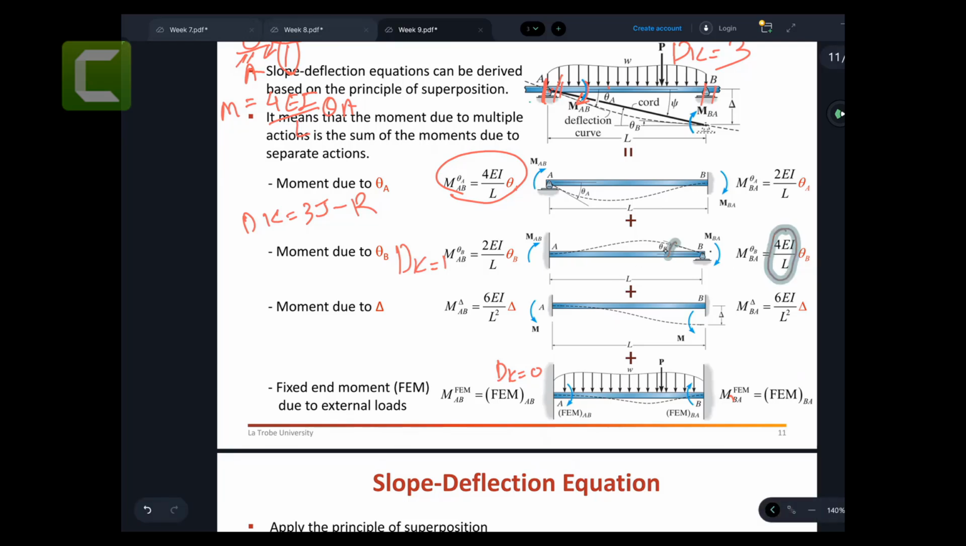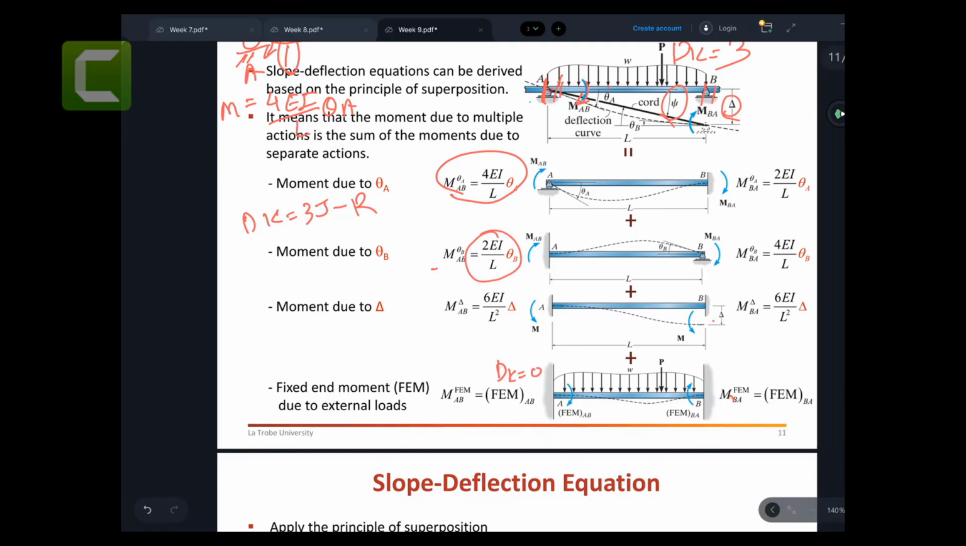So that's all good. Second one done. And again, this side is just the reaction, which is half of that. So you can calculate the reactions. Now the third one is this settlement. So that will create these chord rotations.